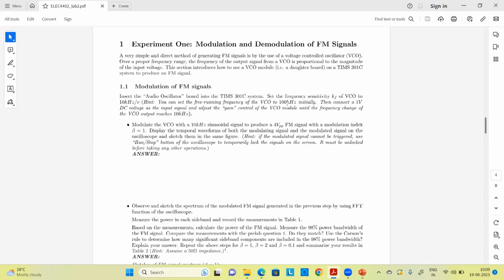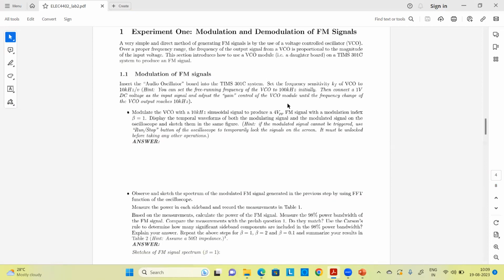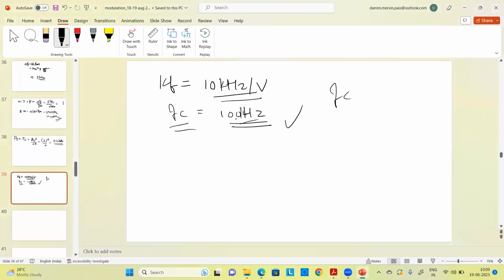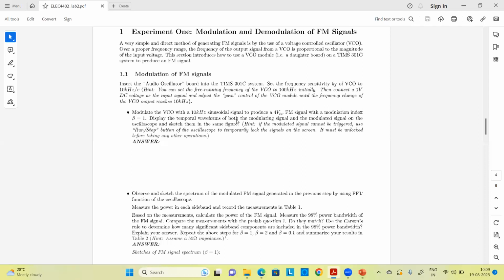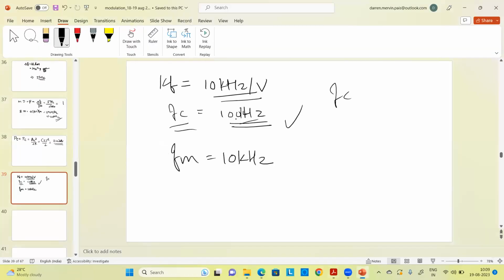Then they're giving some additional information for your lab, connect 1 volt DC voltage and all those things. That is fine. Read this question: modulate the VCO with a 10 kilohertz sinusoidal signal. So what is this? Is this m(t)? Modulate the VCO with a 10 kilohertz sinusoidal signal. That means fm is given as 10 kilohertz. I assume it's the message signal, because its frequency is quite small. Right?